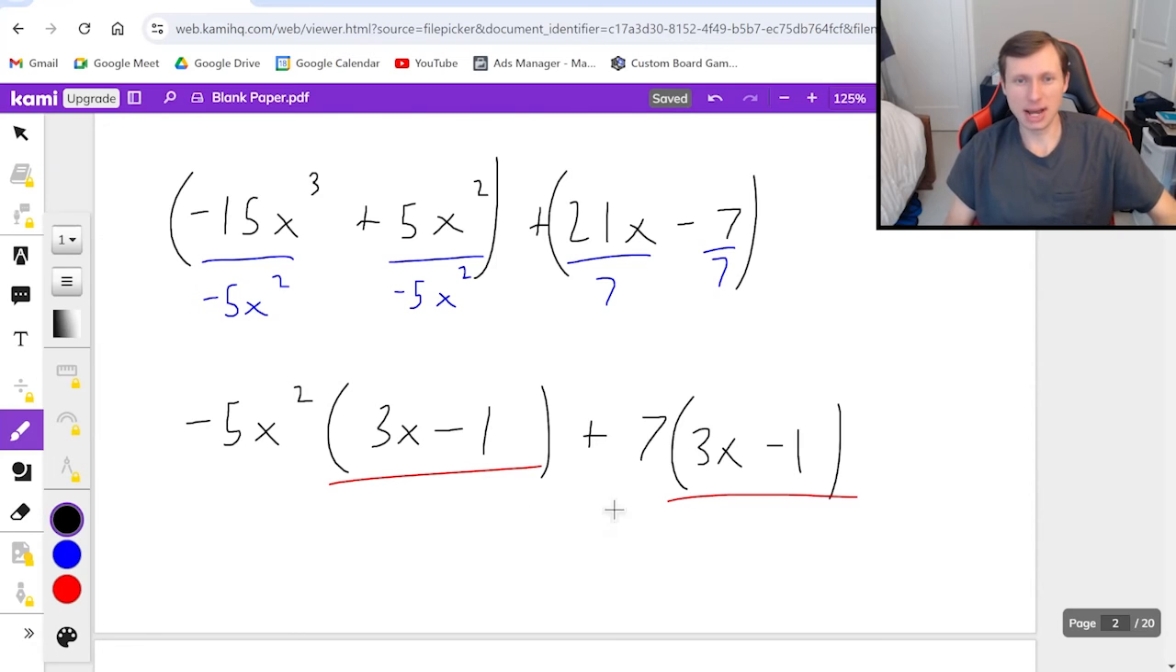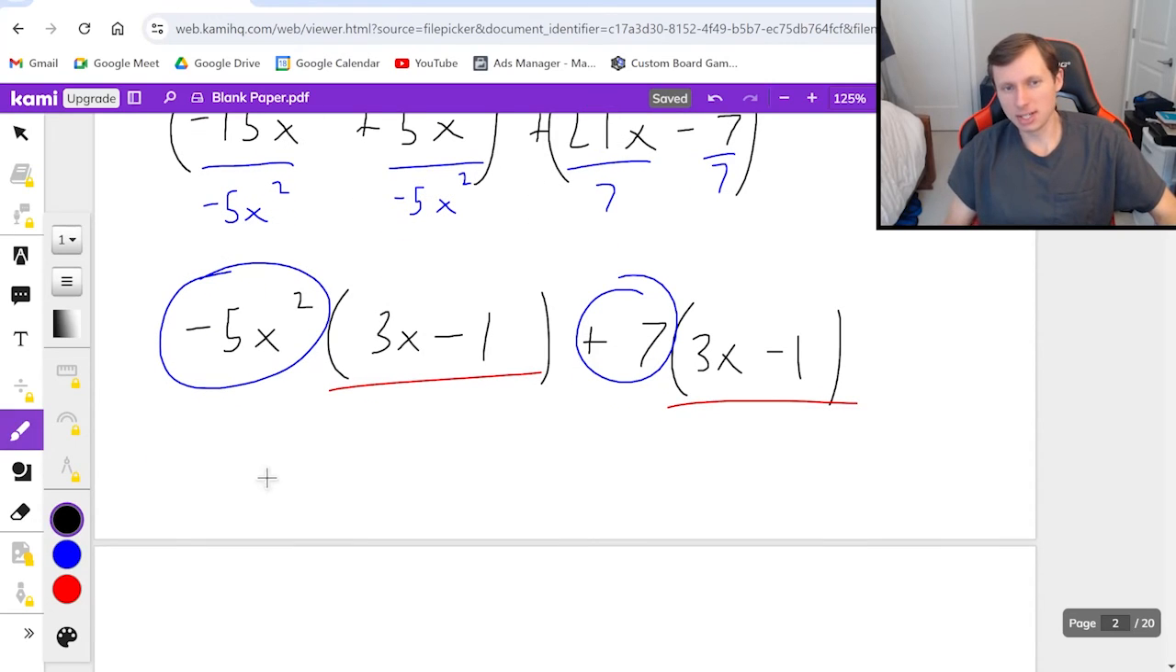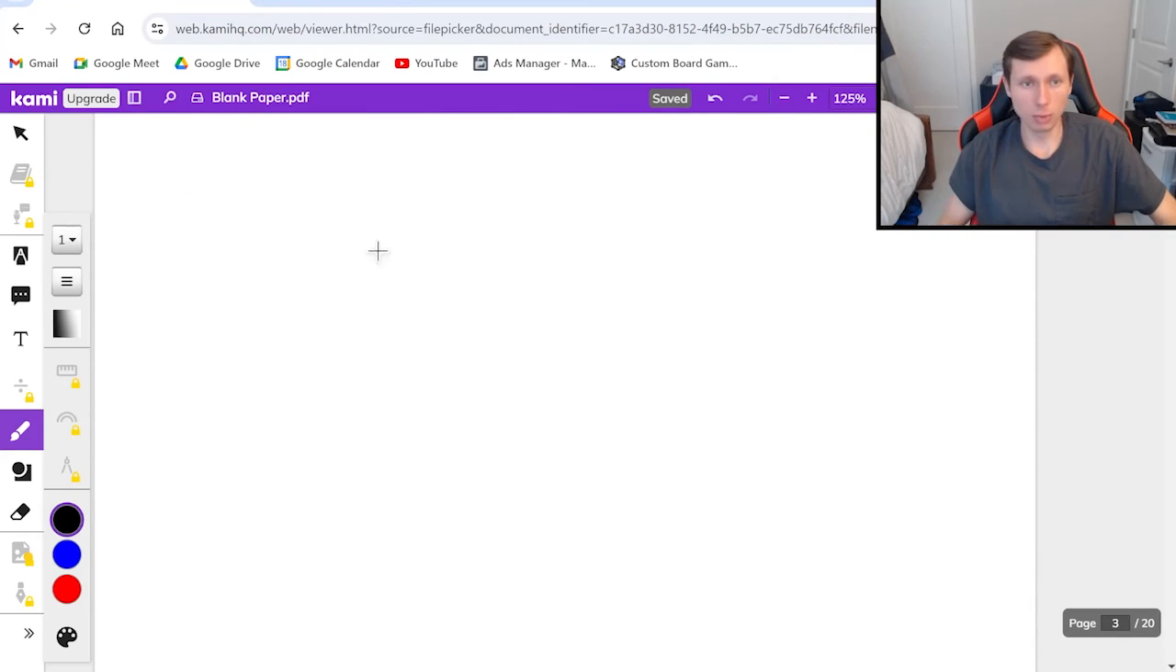And see, look at this. Now they're equal to each other. And this is going to be the second factor. So final answer is negative 5x squared plus 7 times 3x minus 1. And there's our answer. So hopefully that wasn't too bad. I've got one more for us.